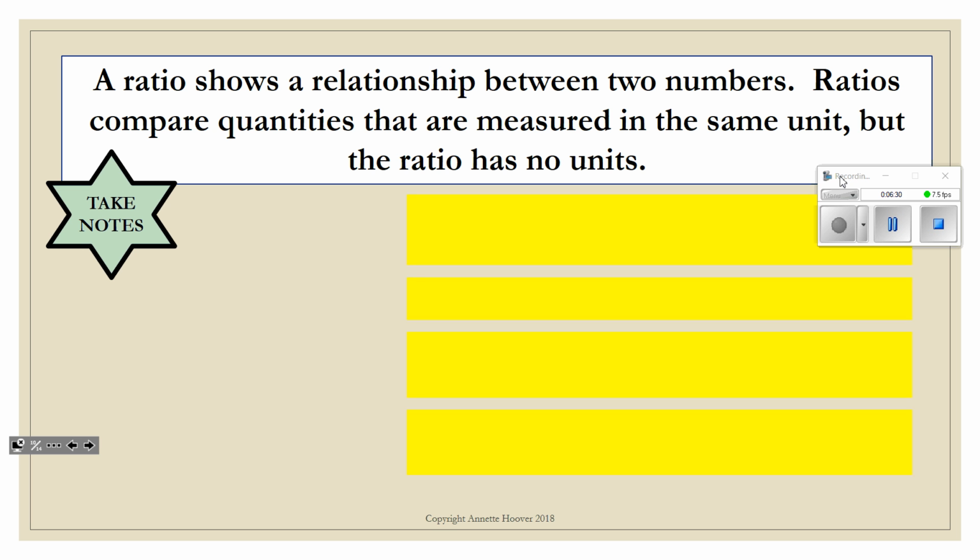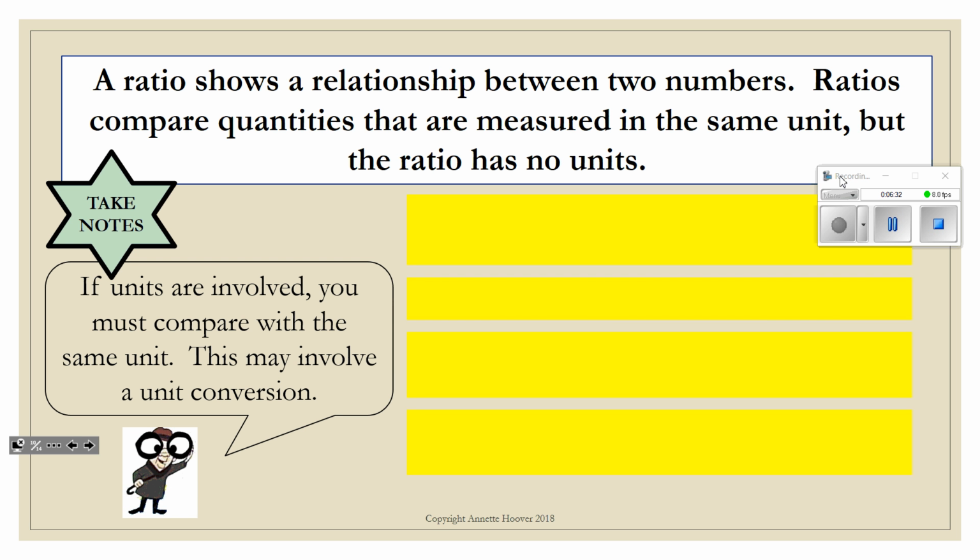Now this is where it's going to start getting a little more involved. If units of measurement are involved, such as feet, inches, liquid capacity like gallons or quarts, then you have to make sure that they're the same unit as you write the ratio. This may involve a unit conversion. So let's see what this looks like.